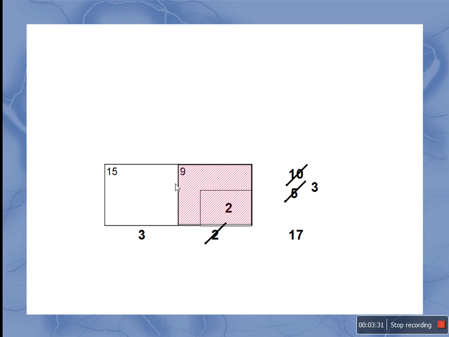This is the only remaining cell, so here we are going to make the allocation. The supply is 3 and demand is also 3, so we have allocated 3 units. From demand there is no balance and from supply there is no balance, so our allocation is over.